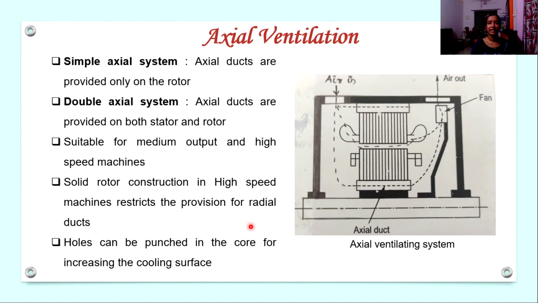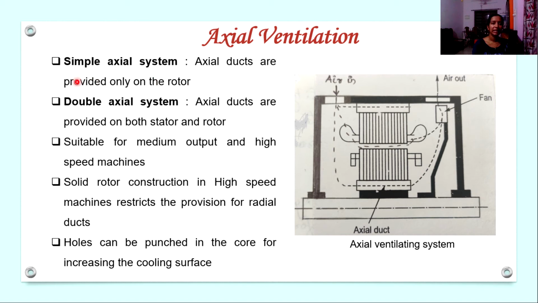So now the axial ventilation system. Axial ventilation system means it uses axial ventilating ducts. That is, ducts are provided along the axis of the machine. So this is one axial ventilating duct. This is another axial ventilating duct. That is along the axis of the machine.